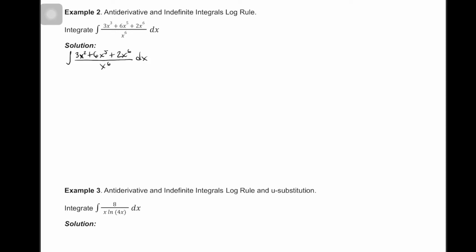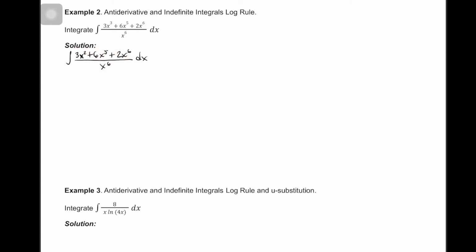What we can do is try to use the previous rules that we have so far. We can also try to do some algebra before we take the antiderivative of this. And this is an example where we can use some algebra, and the reason why is because you have multiple terms divided by one single term.